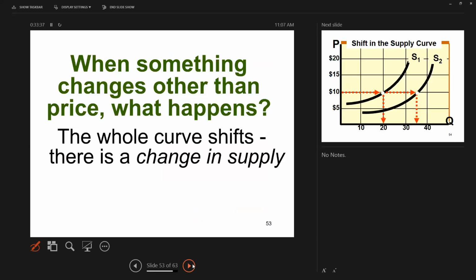When something other than price changes, that will cause a change in supply. And just like with demand, when something other than price changes that affects supply, we've got to change the curve. We've got to shift it. Okay, we call it a shift. We're really changing the curve, just like we're changing supply here. And that's because we violated our ceteris paribus assumption.